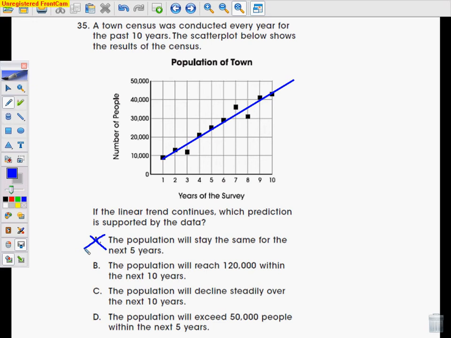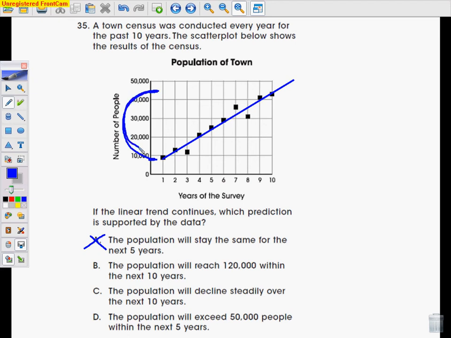The population will reach 120,000 within the next 10 years. Well, let's look. What happened in 10 years here? In 10 years here, we went from about 10,000 to about, let's say, 4,200 or 4,500, somewhere in there. So there is probably an increase of around a little over 30,000 here.